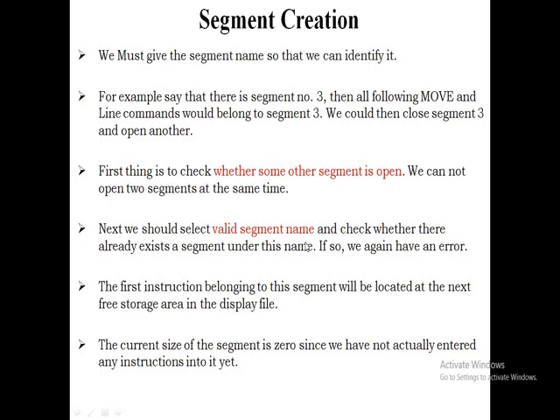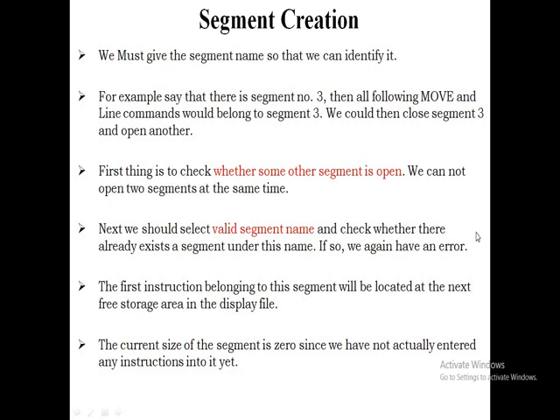It's just like trying to open a new mail ID that already exists, we get an error. On the same grounds, here also we should have a valid segment name, not an already existing one. The first instruction belonging to this segment will be located at the next free storage area in the display file, and the current size of the segment is 0 since we have not actually entered any instructions into it. As we go on adding more and more instructions, the size of the segment will increase, but at the time of creation, the size of the segment is 0.